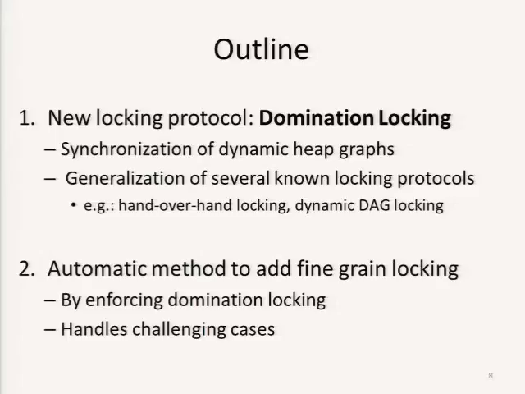In this work, we have two parts. We first show a new locking protocol. We call it domination locking, which is a locking protocol for synchronization of dynamic heaps. It is a generalization of several other known locking protocols, like hand-over-hand locking and dynamic DAG locking. In the second part, we use this protocol. We show our method to add fine-grain locking by enforcing the domination locking protocol. And we show that the method is able to handle challenging cases. For example, the method is able to add effective fine-grain locking to some implementations of red-black trees. So I'll start with the domination locking protocol.